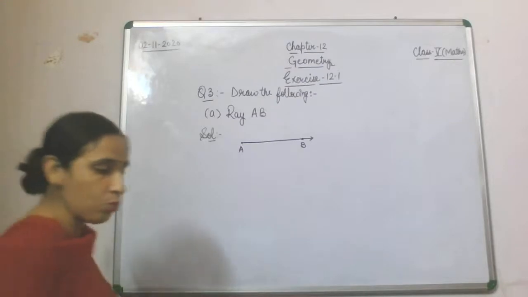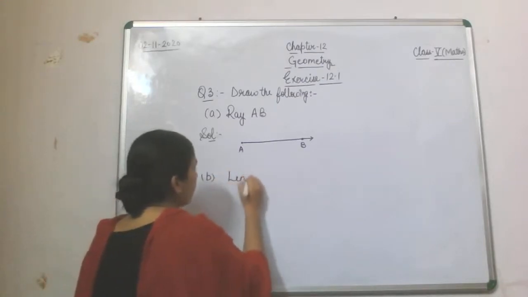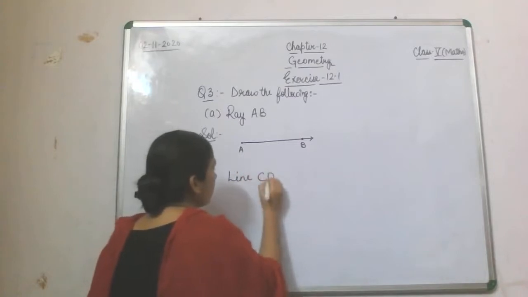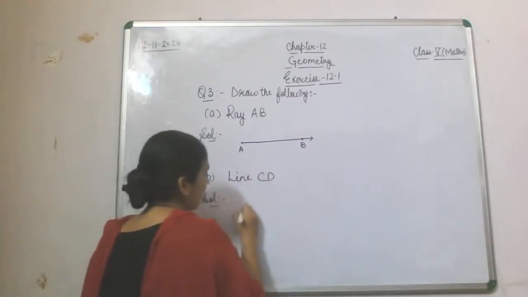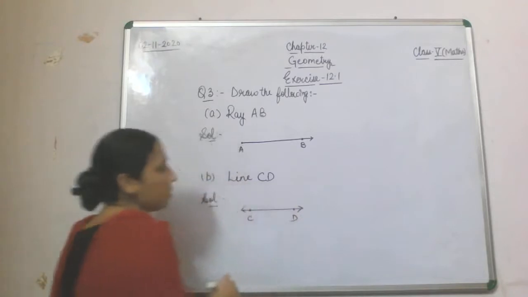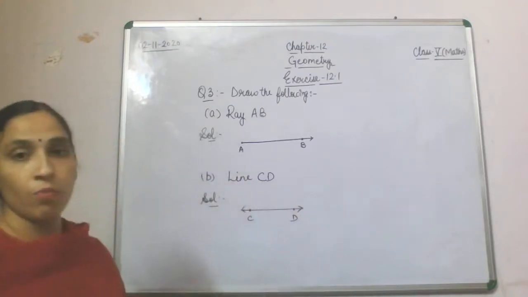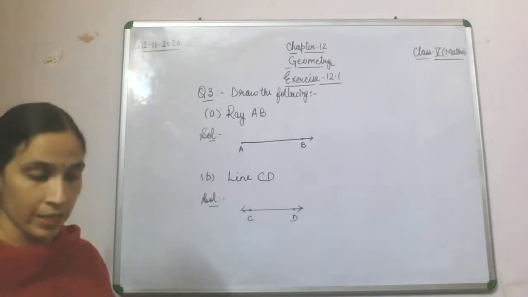Now we'll come to B part, that is line CD. Line CD means according to the property it can be extended from both the sides. We are going to make 2 arrows C and D. It can be extended from both the sides. So this will become line CD.